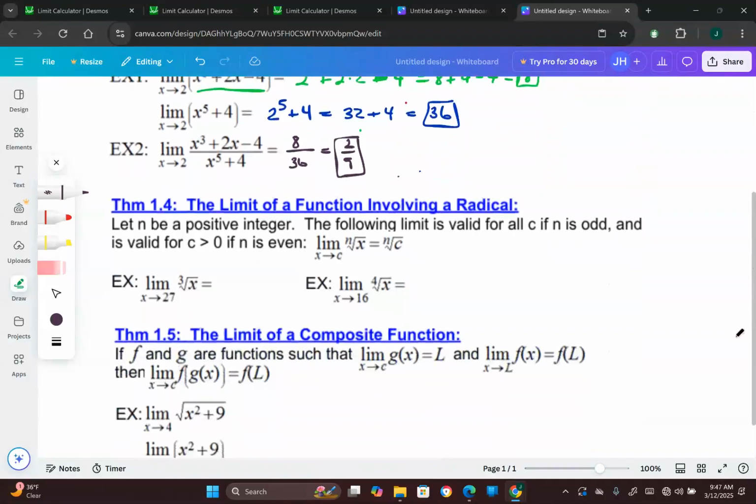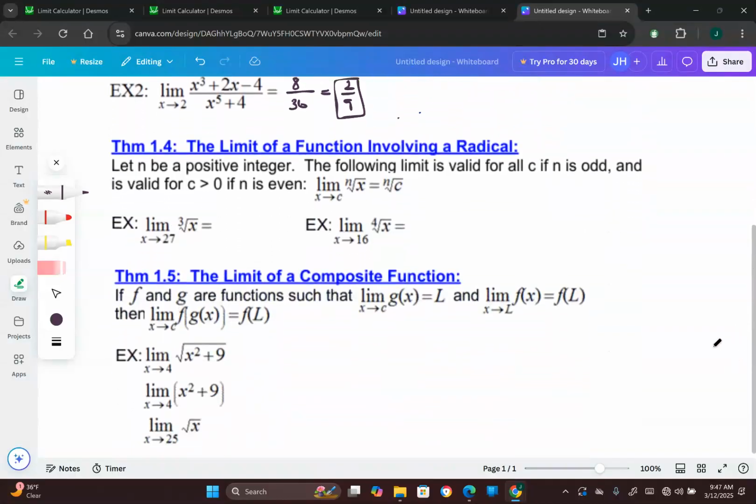Now we're going to keep going here. Let's talk about some roots. Radicals. Now here's where things get a little hairy with radicals, because odd roots, I don't have a problem. Okay, let n be a positive number, and let n be a positive root. We're never going to have negative roots. The following limit is valid for all values of c if n is odd, but it's only valid for c greater than 0 if n is even.